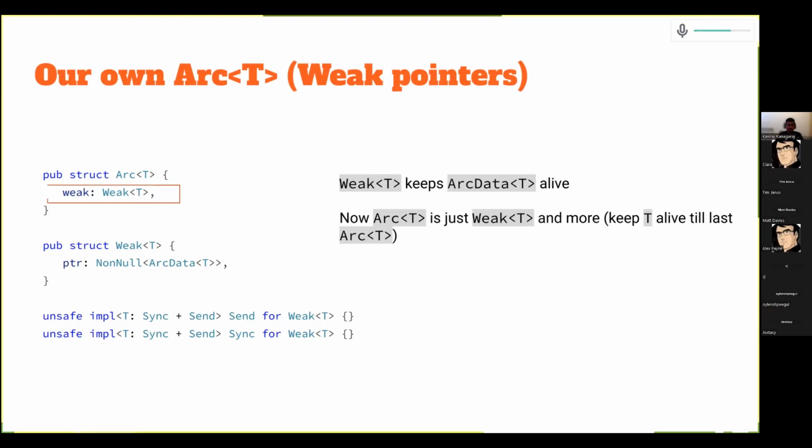Everything else, like we implement the traits Sync and Send again like before, but we don't do it for Arc now. We just do it only for the Weak, because if Weak has Send and Sync, then Arc is automatically Send and Sync, since that's the only field Arc has.